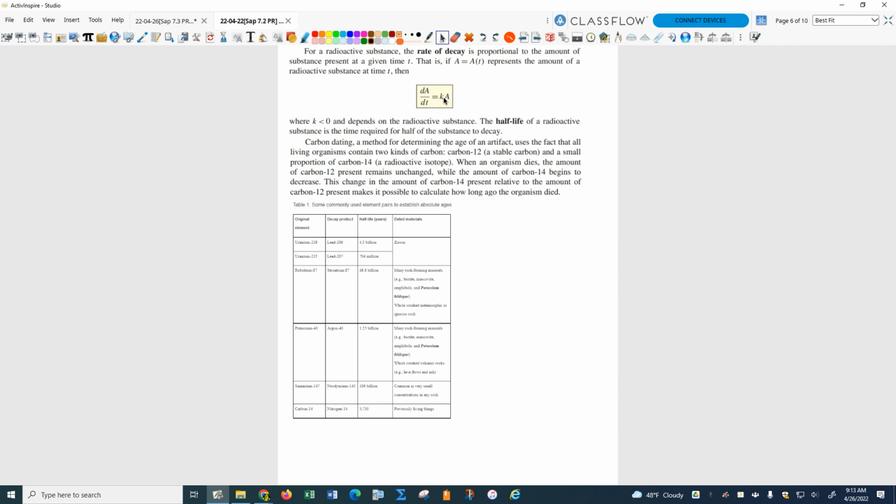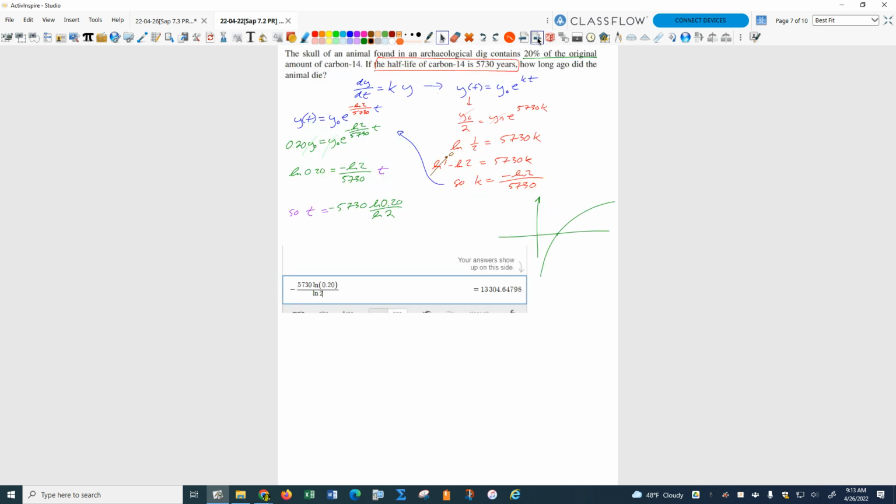So for population growth, k would be a positive constant. For radioactive decay, k would be a negative constant. But we're just going to solve that differential equation. We always end up with the same result. We just end up with y equals y naught times e to the kt, right?